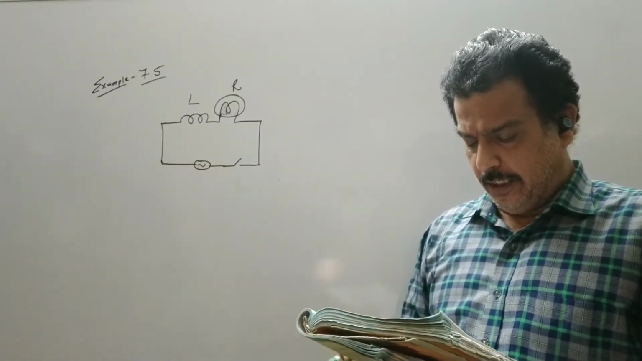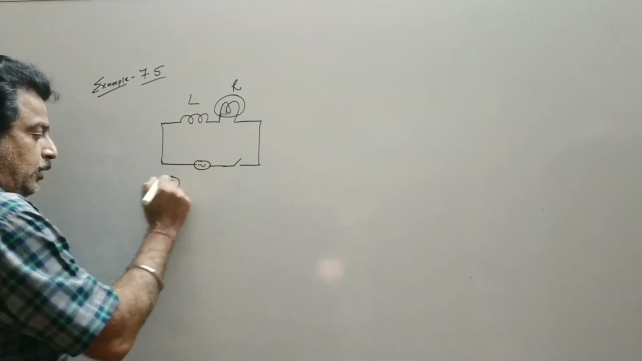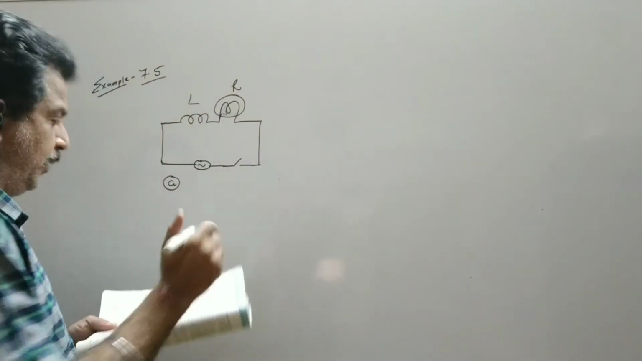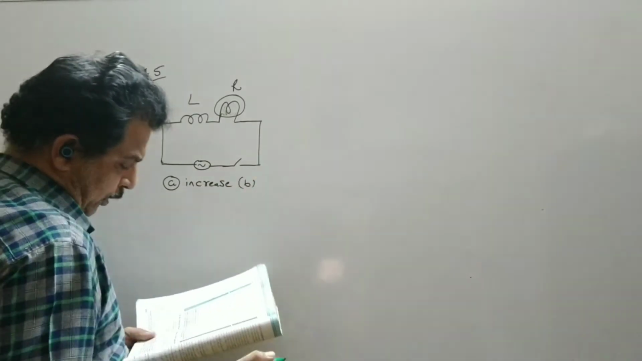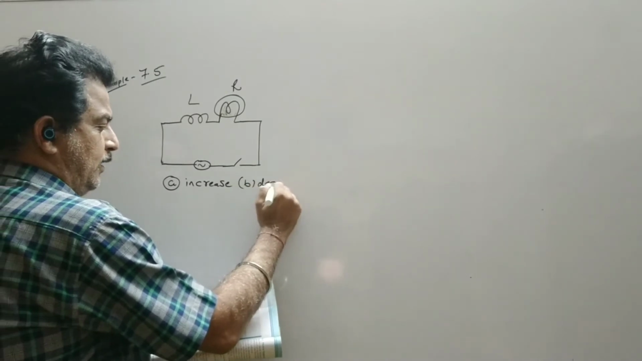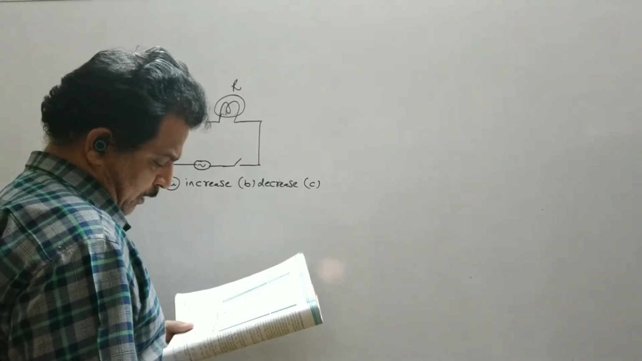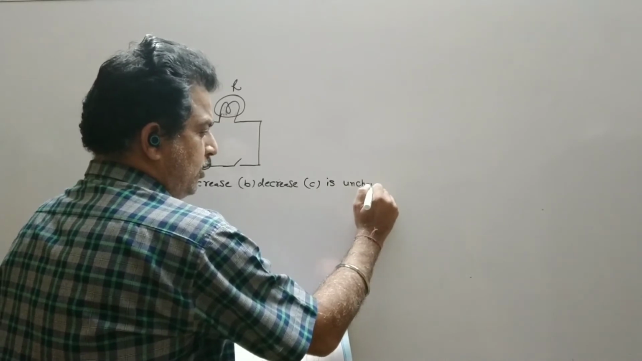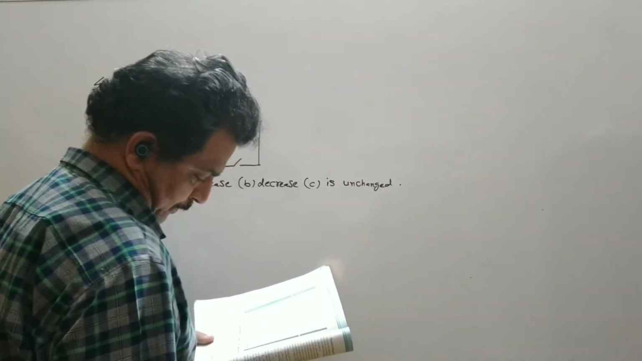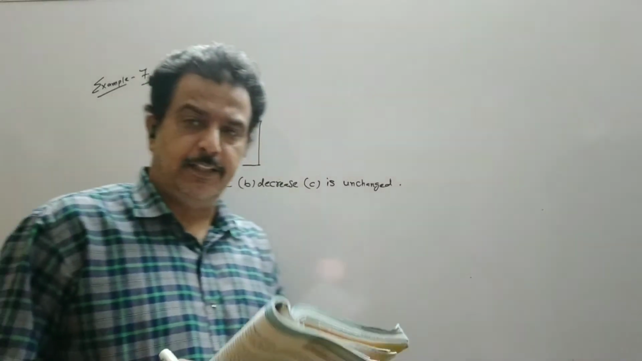Now say it is an MCQ. It is asked whether the glow of the light bulb will increase, or decrease, or remain unchanged as the iron rod is inserted. Give your answer with reason.